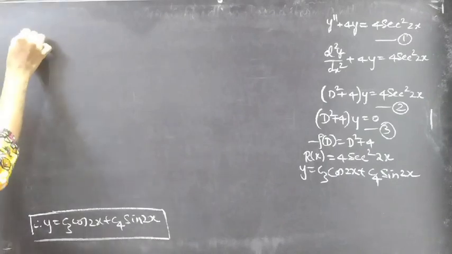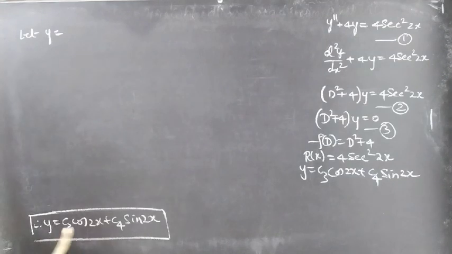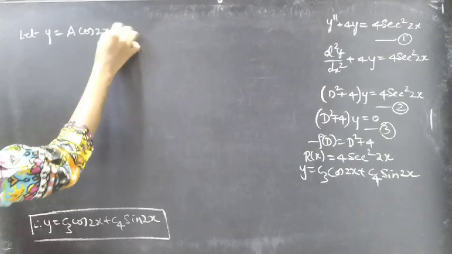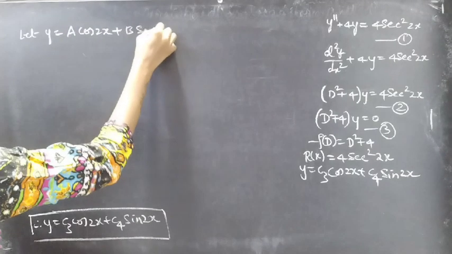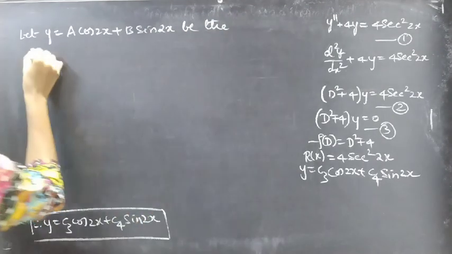Let y equal to, now just replace the constants or parameters with some functions of x, a and b. We'll have y = a cos 2x + b sin 2x, be the general solution to the given problem.